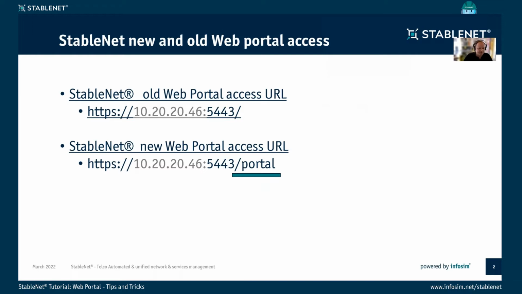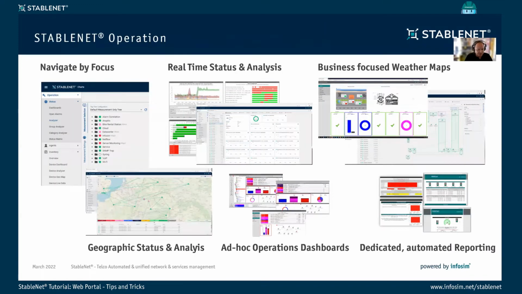If you still have the URL with your IP address and the appropriate port typically set for StableNet, sometimes others use other ports, but that is a typical setup, the difference is basically easy to spot. If you don't have the portal at the end, then you will go to the old portal. And if you put the portal at the end, you will come to the new portal. I will show in a minute how that looks.